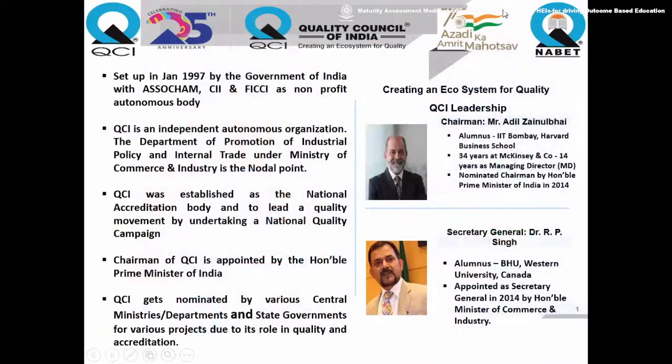Okay, so Quality Council of India was set up in 1997 by the Government of India with ASSOCHAM, CII and FICCI as a non-profit autonomous body. It is under the Department of Promotion of Industrial Policy and Internal Trade under the Ministry of Commerce as the nodal point. It was established as the national accreditation body to do a quality movement by undertaking the national quality campaign.